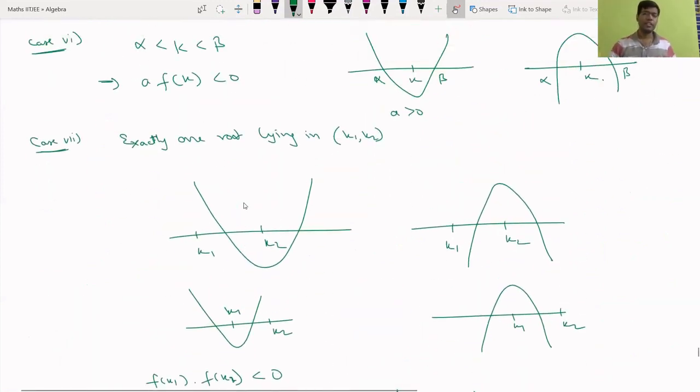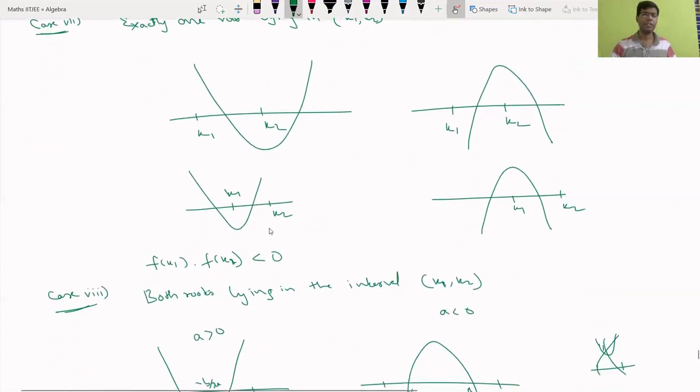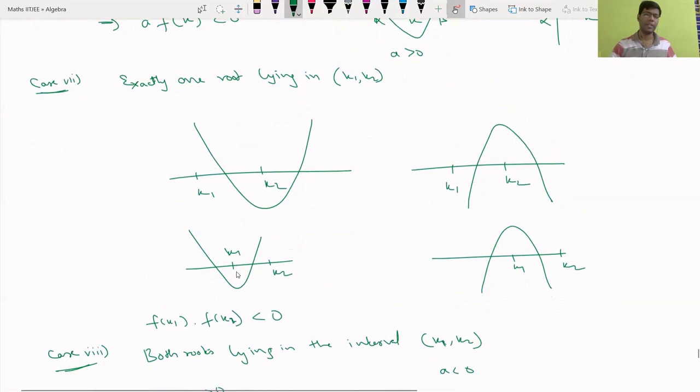Next thing was when we have exactly one root lying between k1 and k2. So k1 and k2 are two constants and we have exactly one root. So we have these four conditions. Here we need not check the discriminant, because while we are solving this, the discriminant condition will already be included in this particular inequality. So f of k1 multiplied with f of k2 is less than 0. That's one thing we need to check.